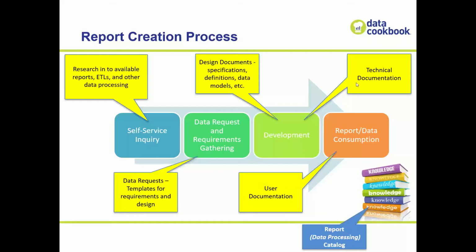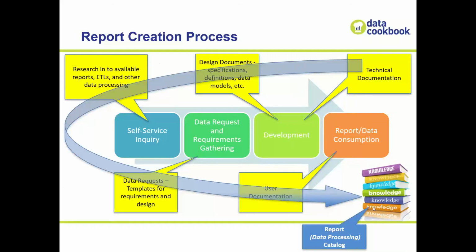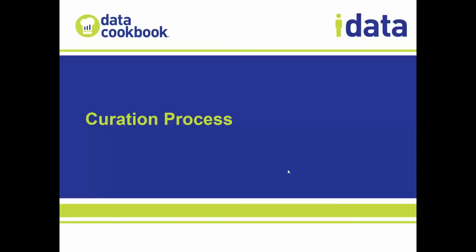So if you can take the creation process and move all this stuff into the catalog, that really helps. And the cookbook is designed to do this if you're running your request process through the cookbook. You build the specifications as you go, and all that's available. All right, so what is the curation process then?